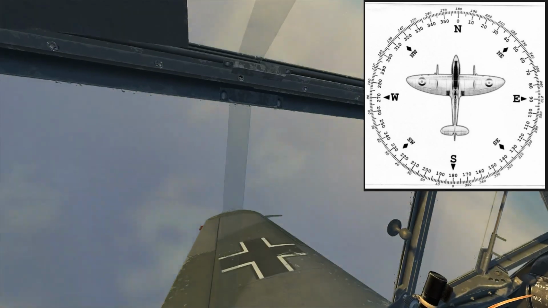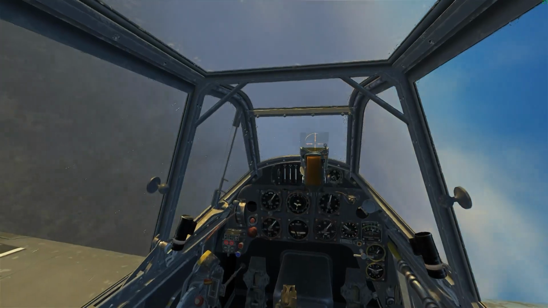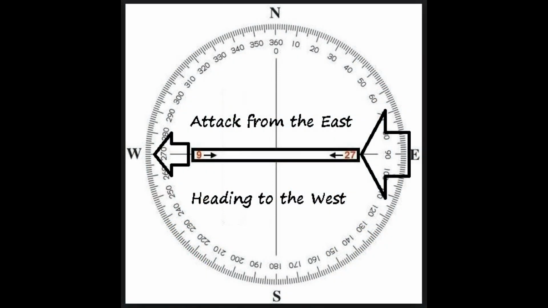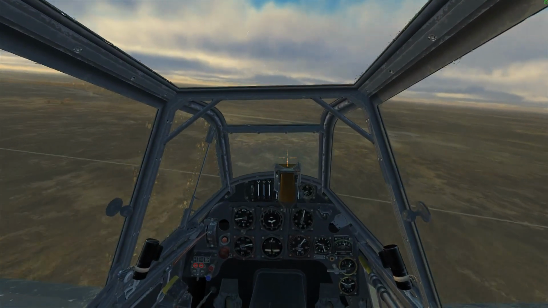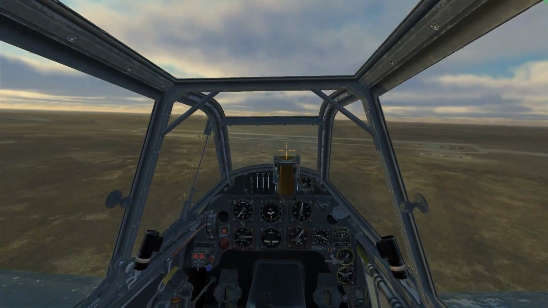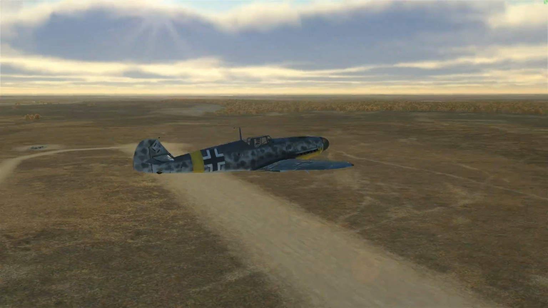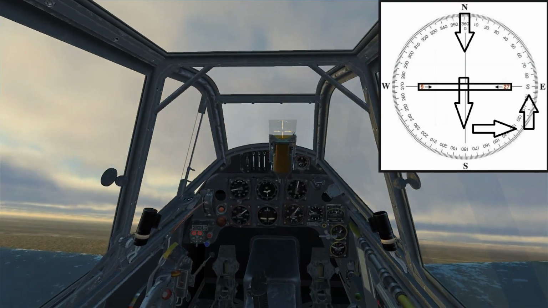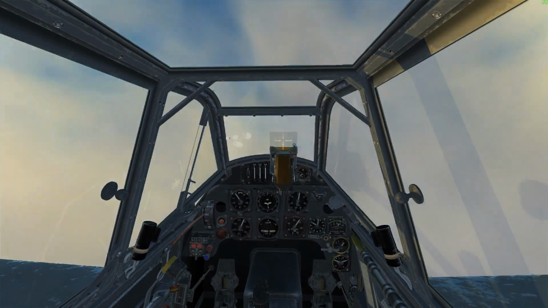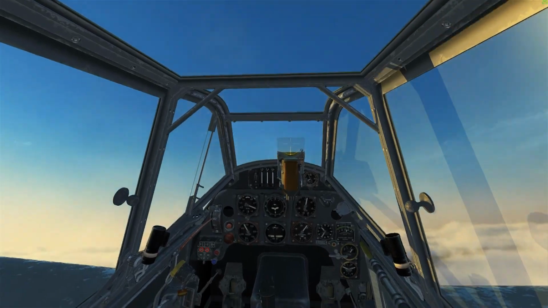Visualize yourself as flying in this aircraft within the compass ring, and we'll be approaching this target from the north. So the plan is to attack from the east on a heading of 270, which is to the west. To put us in the right position for the attack, we need to do 3 consecutive 90-degree turns to the left. The first turn is left to east or 090. The second turn will be to the north or 360, and the third and final turn to 270 or west should put us in exactly the right position.